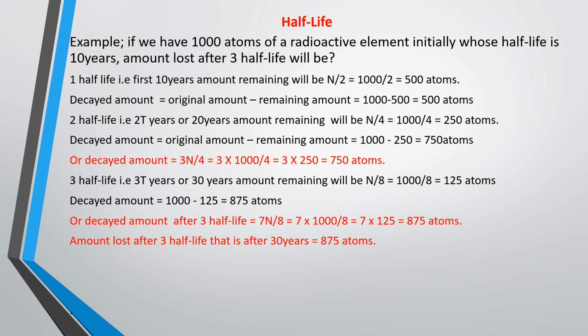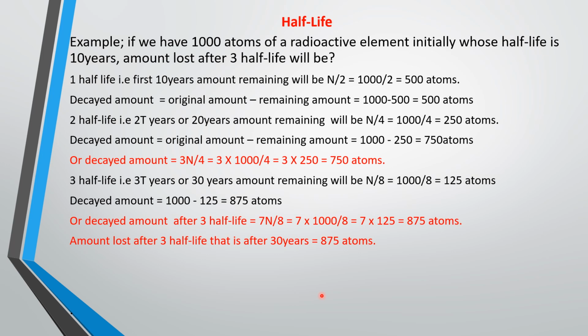Now this is an example just to throw more light on what I've said. Say we have 1000 atoms of a radioactive element initially present, whose half-life is 10 years. The amount of the substance lost after 3 years will be what? What they are asking is that after 3 years, after 3 half-life, what amount of the substance will have decayed? That is what they are asking you.